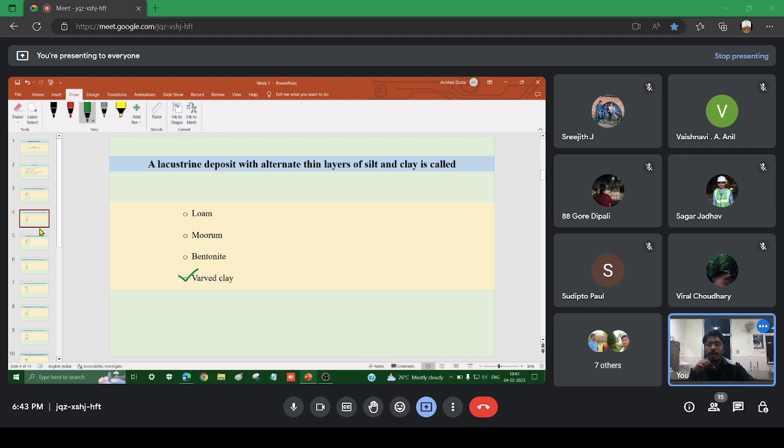Okay. Now the next question is, which of these is not a stage in the geological cycle? The answer is metamorphism, because transportation, deposition and weathering are part of the geological cycle.